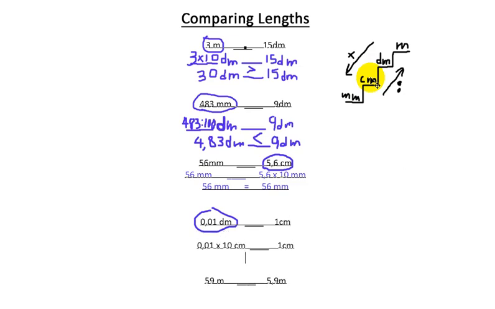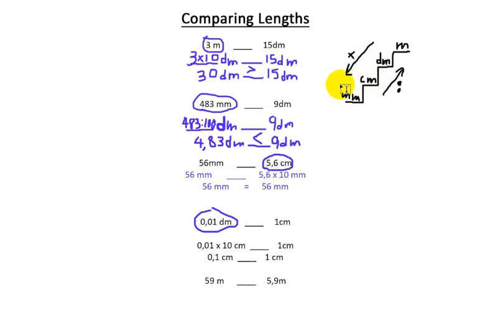Actually, let's leave some more room. So we have 0.01 times 10. 0.01 times 10 makes 0.1 centimeters. And on the other side, I have 1 centimeter.